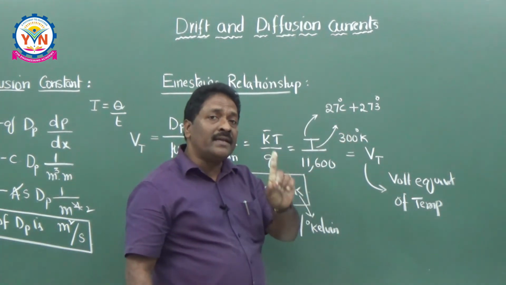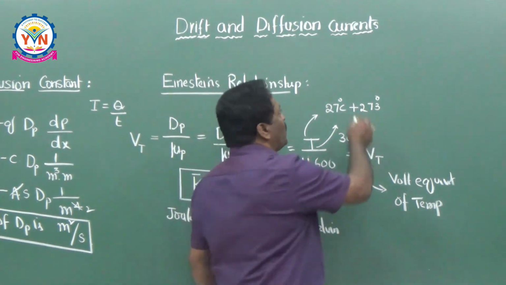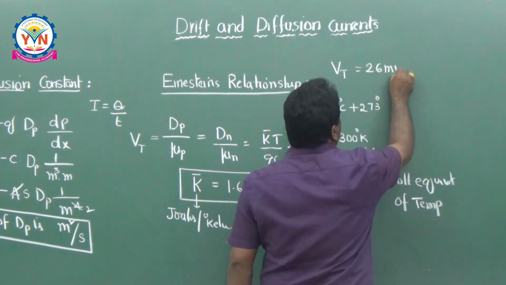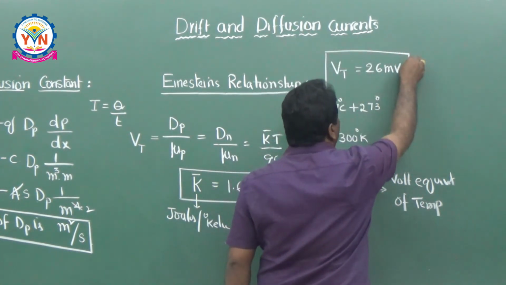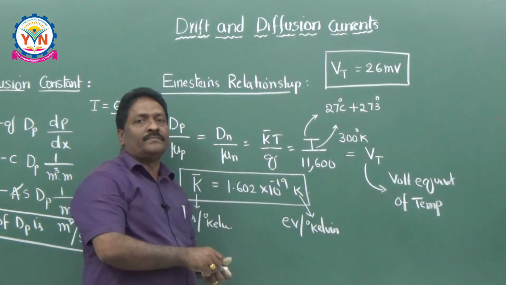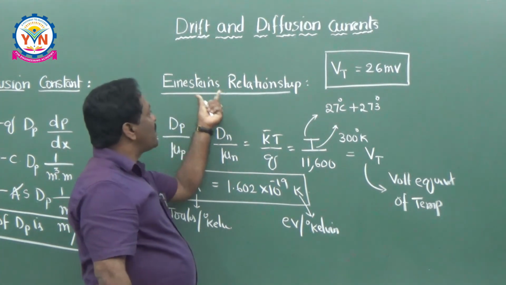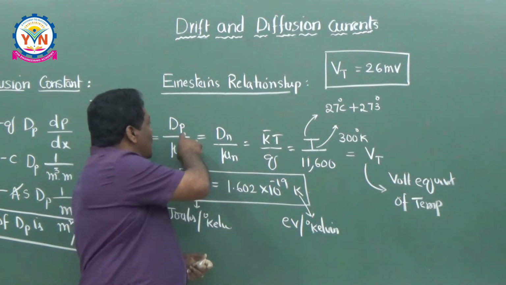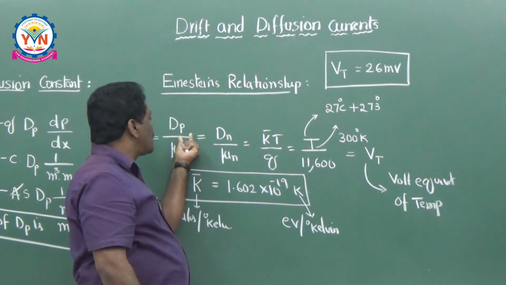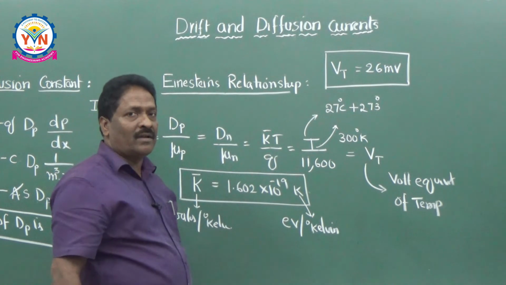So at 300 Kelvin, if you calculate T by 11,600, your Vt is equal to 26 millivolts. This is the most important data required to do your problems in semiconductors, even in diodes also. So that's why you can really appreciate the efforts made by Einstein to give the relation between the statistical phenomena, diffusion constant and the mobility. Because diffusion constant and mobility are indirectly telling about the concept of drift and diffusion currents also.